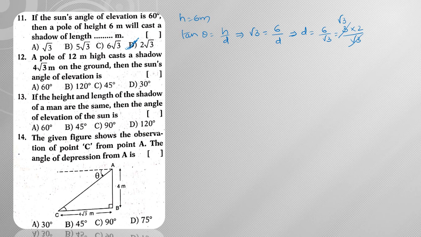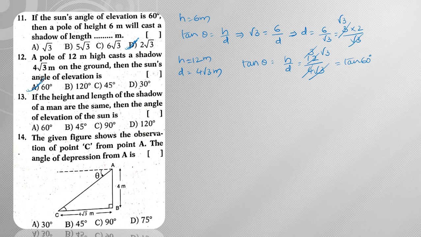Next, a pole of 12 meters high. So pole of 12 meters high. Here the words are very important, so don't get confused. A shadow of length 4 root 3 meters. So distance is 4 root 3. Then the angle of elevation is being asked. So tan theta is equal to h by d. So from this, 12 by 4 times root 3. In the 4 table, this goes 3 times. Again in root 3, this 3 goes root 3 times. So tan theta is equal to root 3. Tan root 3 means tan 60 degrees. So hence theta is 60 degrees.